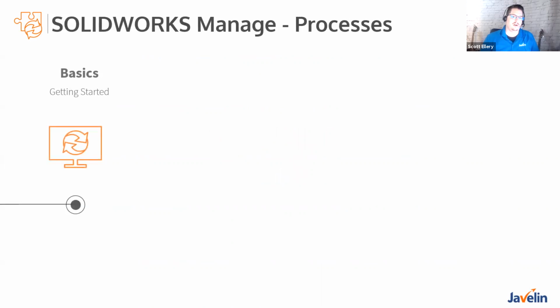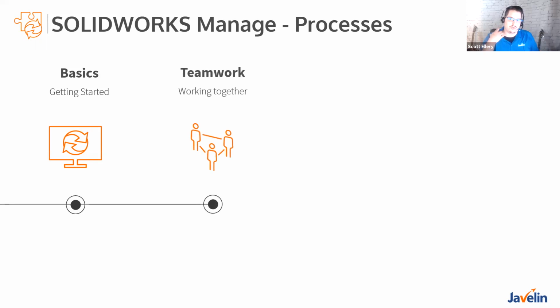So we're going to start off with the basics. Starting a process: where do we go to look for processes? What are they? We're going to get into teamwork, so being able to work with different members of your team or different members of your company through a process. As you go through a process, certain people are going to be responsible for certain things, and we'll see how that works with task assignment and that sort of thing.